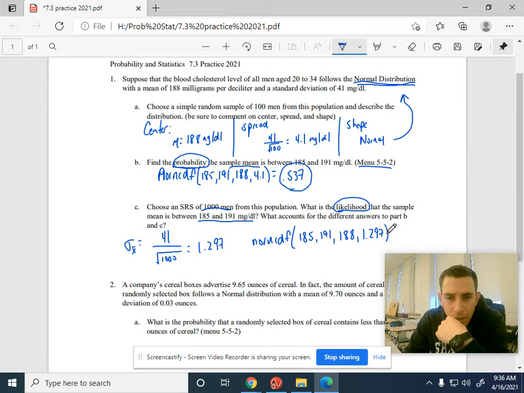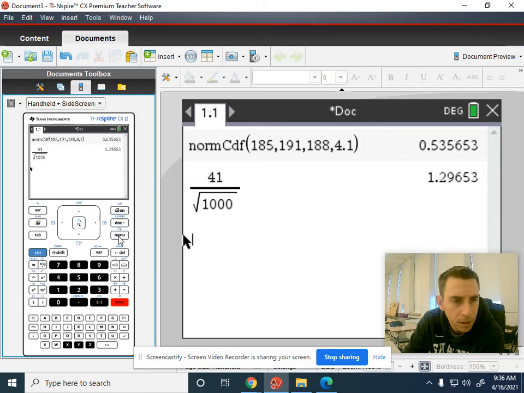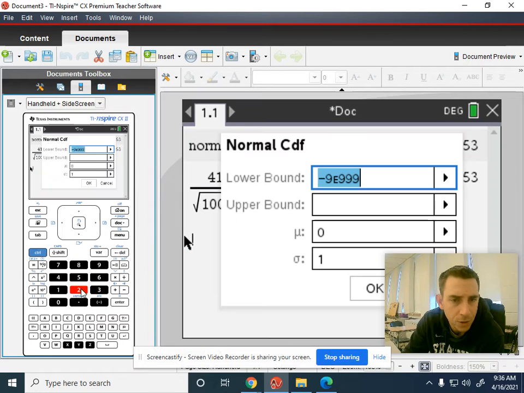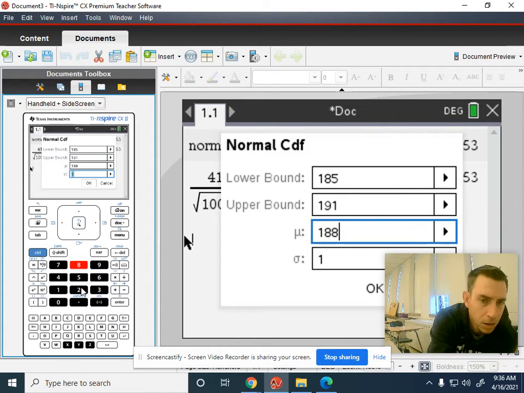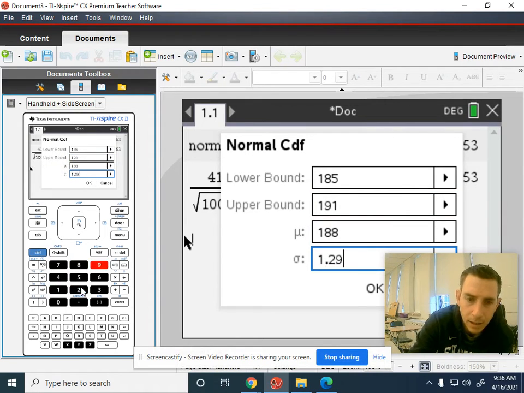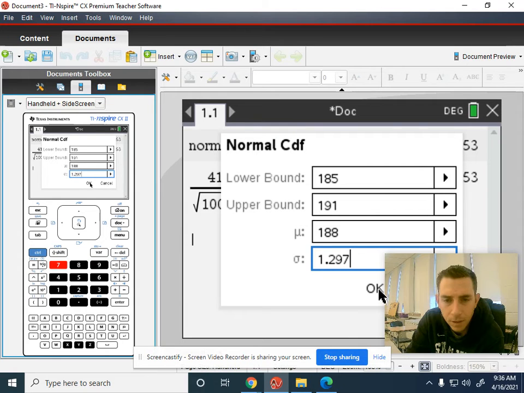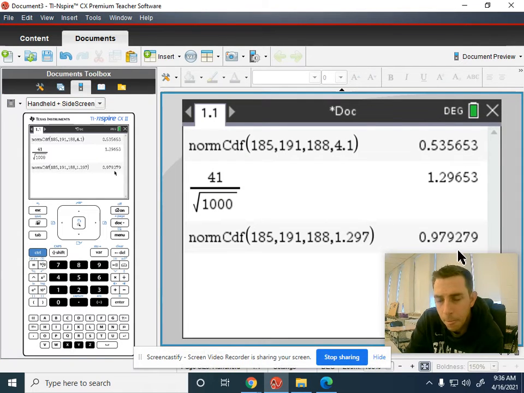Now again, with this being smaller, with the mean being inside of this interval, we think that this probability should be a lot higher. All right, you'll see why. So 5, 5, 2, 185, 191, and 1.297. All right, so about 98%, 0.979.